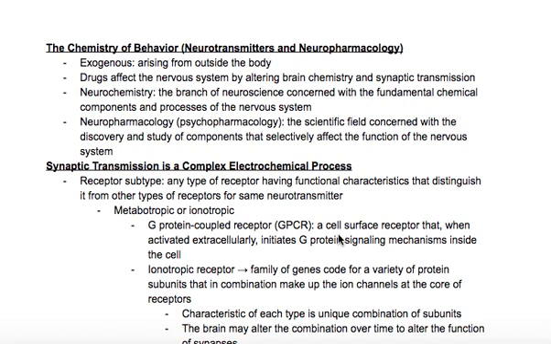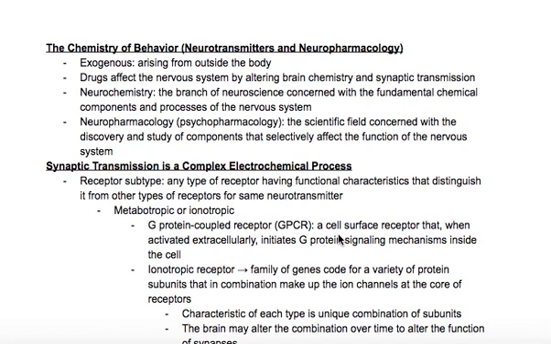Drugs then are said to affect the nervous system by altering brain chemistry and synaptic transmission. The study of the rest of the chapter is neurochemistry and neuropharmacology, neurochemistry being the branch of neuroscience concerned with the fundamental chemical components and processes of the nervous system, while neuropharmacology or psychopharmacology is a scientific field concerned with the study and discovery of components that selectively affect the function of the nervous system.